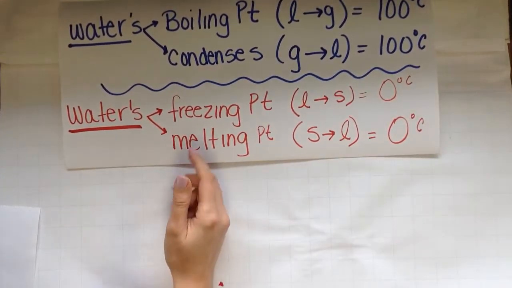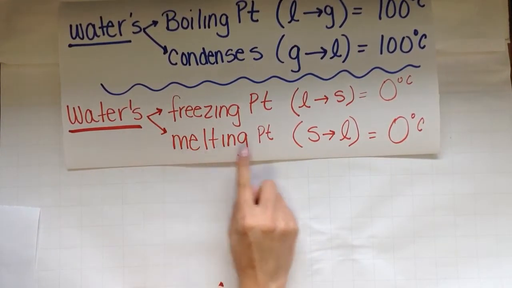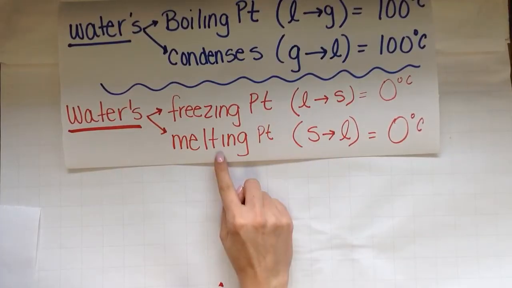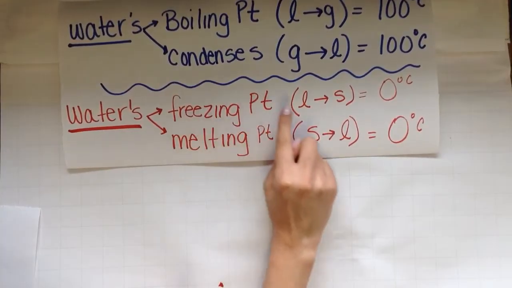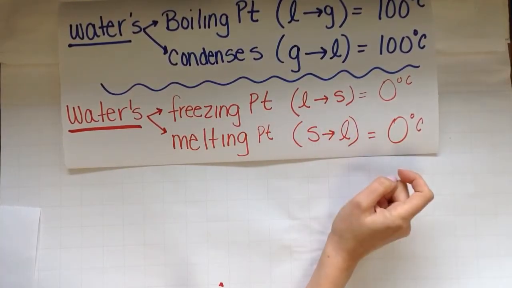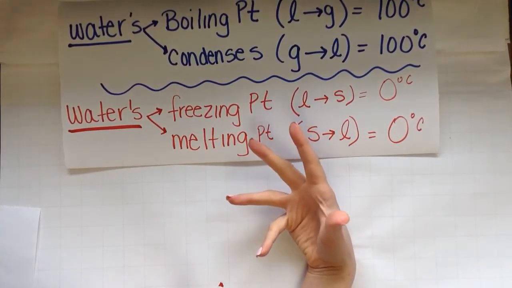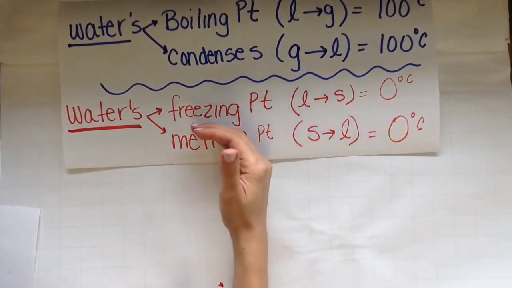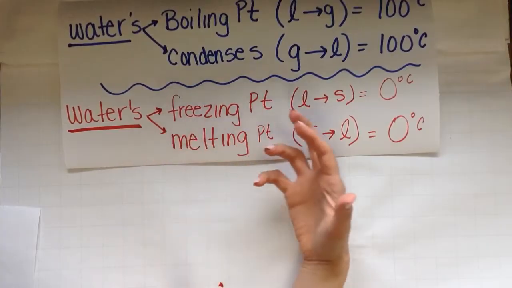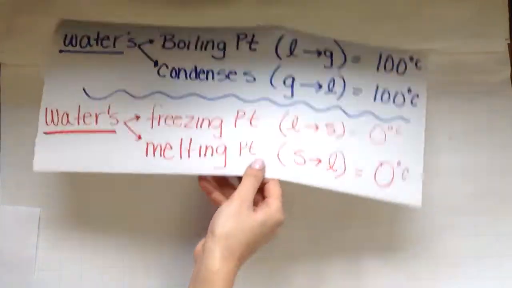Same thing with the melting and the freezing point. Water going from a solid to a liquid is known as melting. That happens at 0 degrees Celsius. Water freezes going from a liquid to a solid at 0 degrees Celsius. They're the same process, it's just happening in reverse. To melt, you have to put in heat. To freeze, you have to remove heat. This process happens at these temperatures.